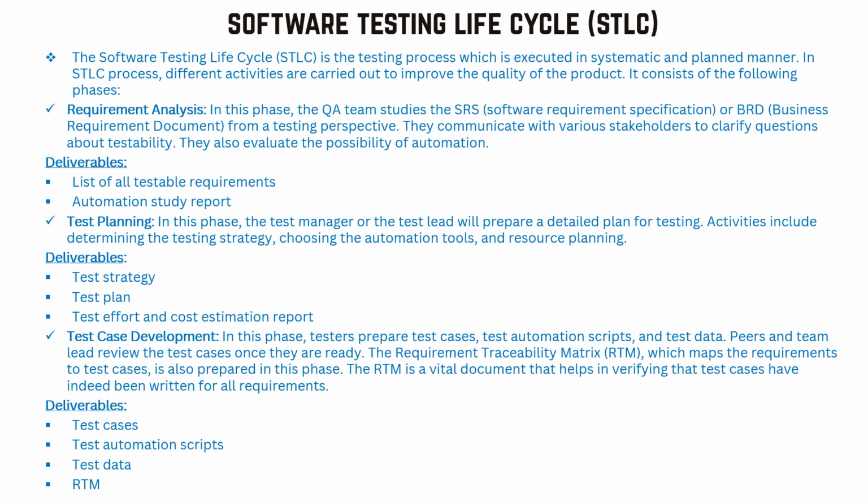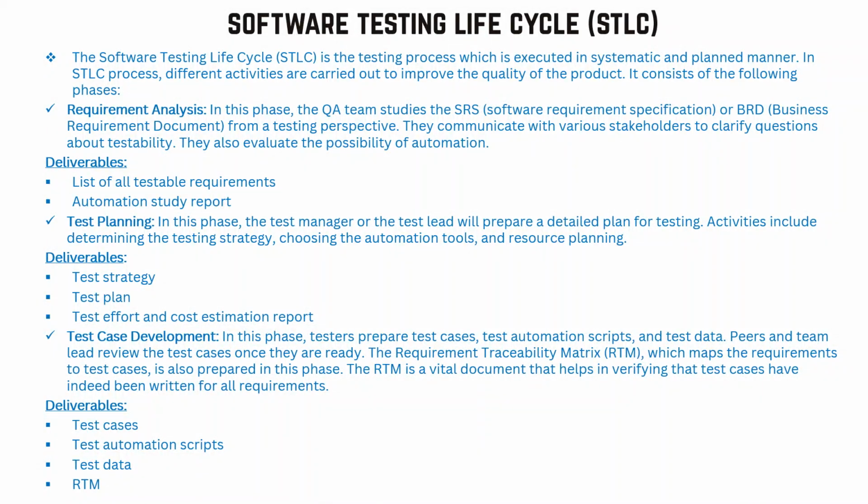They communicate with various stakeholders to clarify questions about testability. They also evaluate the possibility of automation. So whenever they go through the first stage, requirement analysis, they go through all the artifacts and analyze them. They will work with the product owner, scrum master, or subject matter expert to understand what can be tested and what cannot be tested, and they can resolve any queries before going for test planning.